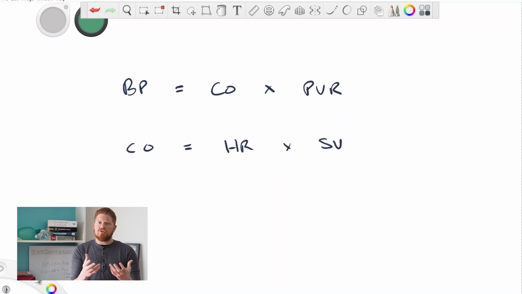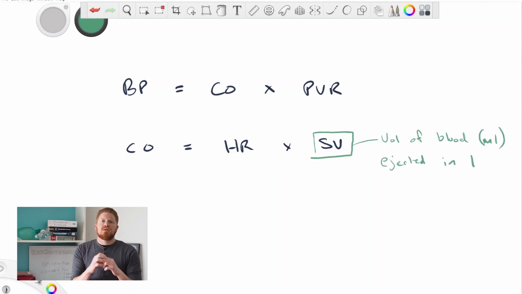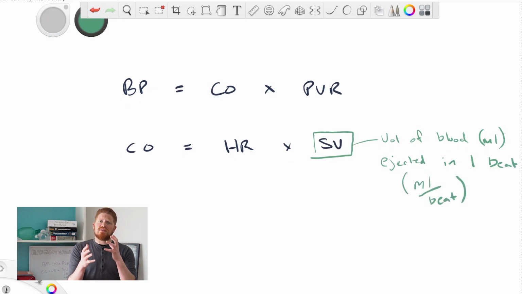Let's start by defining stroke volume. Stroke volume refers to the actual volume of blood that is ejected by the ventricles in a single contraction, in a single beat. As such, the units of stroke volume would be milliliters per beat, right? And it usually sits around that 50 to 100 mL mark, depending on the conditions that the body's facing at any given moment.